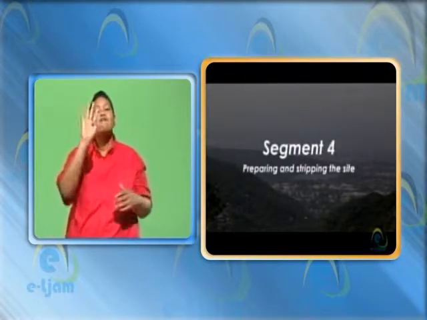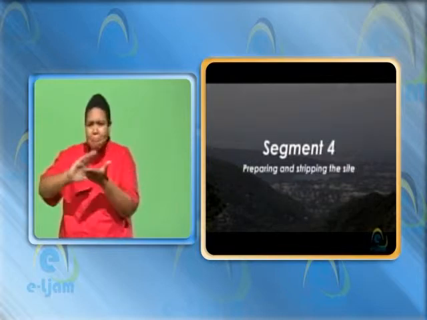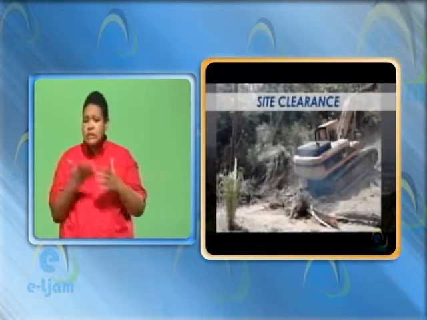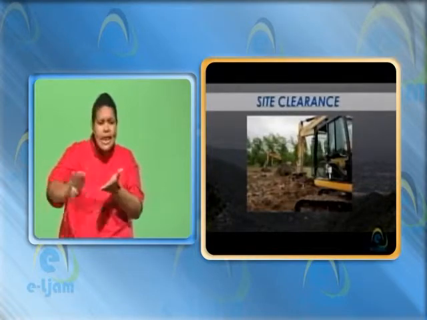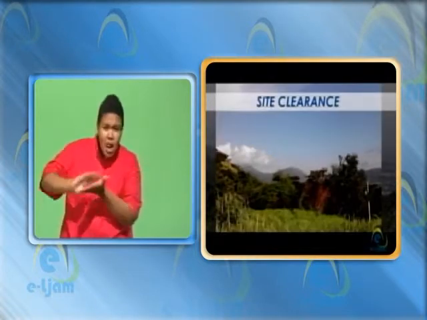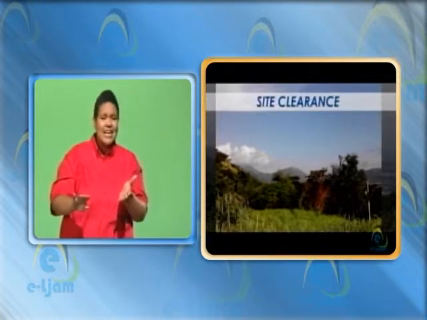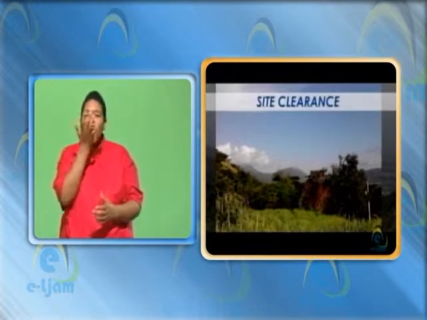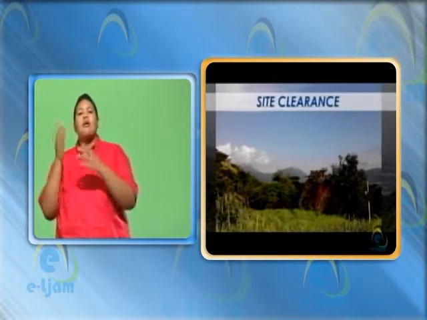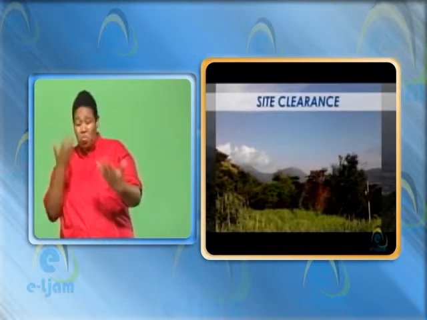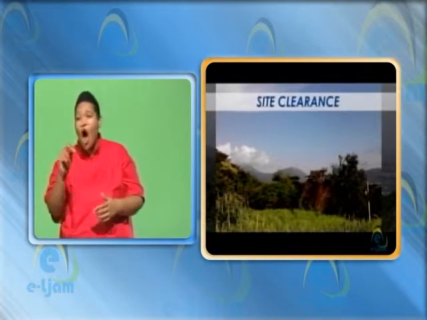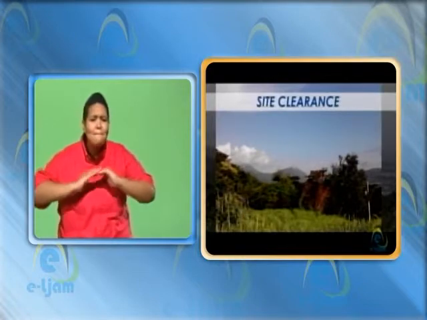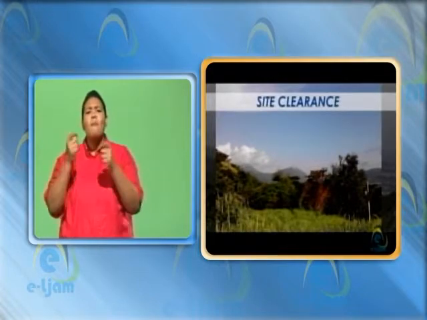Segment 4. Preparing and stripping the site. One of the first undertakings in preparing a site for construction is clearing the site. Site clearance is defined as clearing, grubbing, removal and disposal of the vegetation, grass, debris, bushes, scrub, dense bushes, trees, hedges, undergrowth, stumps, roots, shrub plants, and the backfilling of holes due to the removal of stumps and roots.